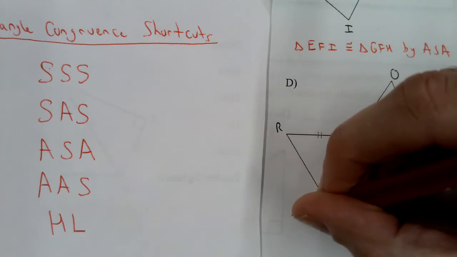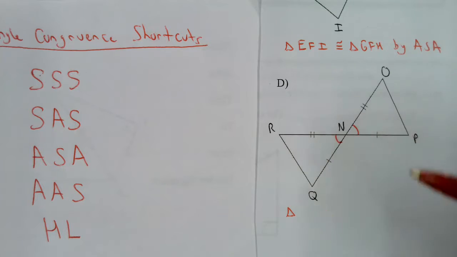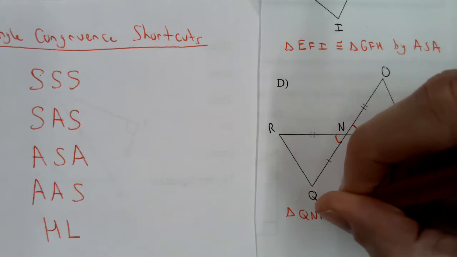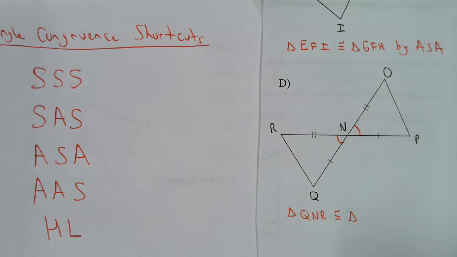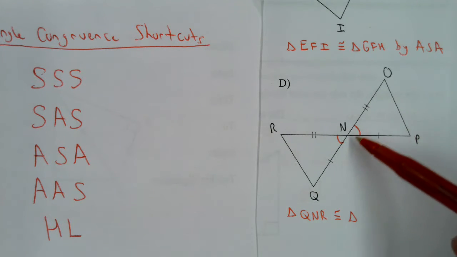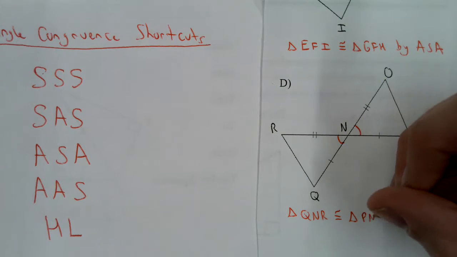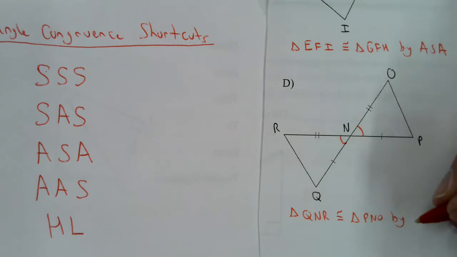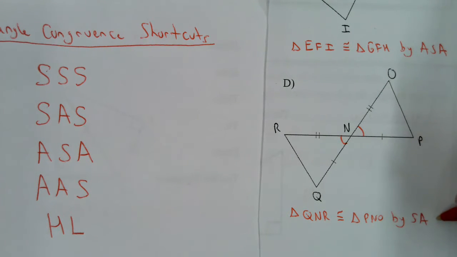So I'll say triangle QNR. I go in the same order, so I'm doing 1 tick mark, then 2. I have to say it's congruent to triangle PNO, 1 tick mark, then 2, by side, included angle, side.